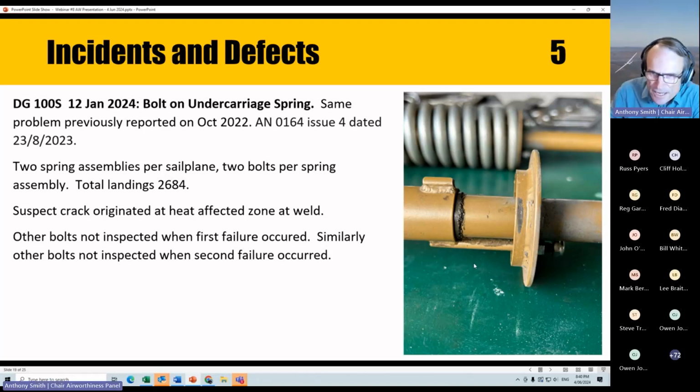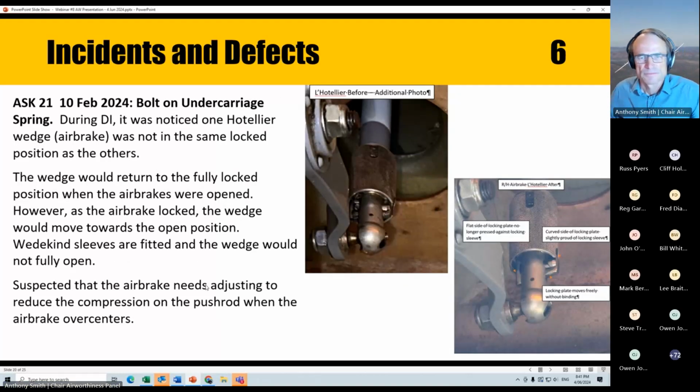I dare say if they'd inspected the other bolts in the assemblies, they might find a second one is cracked. It would be unusual to find only one cracked. An ASK 21 in February. It's not the bolt on the undercarriage spring.